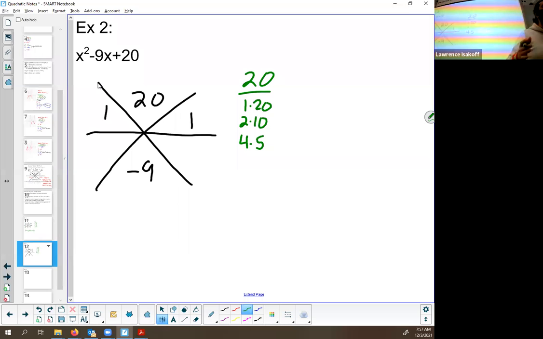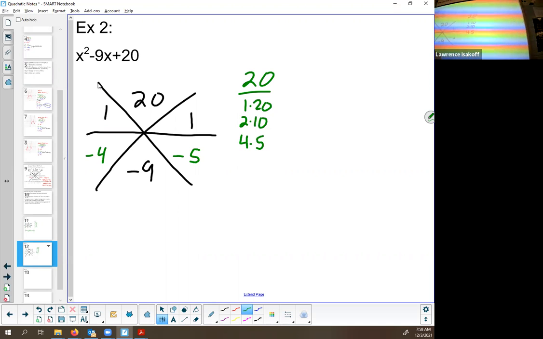So looking at these combos, does anybody see a way to make a 9? Don't worry about the sign right now. Just does anybody see a way to get to 9? 5 plus 4, yeah. Now, if I want it to be a -9, what should both of these be? Yeah. So it's going to be -4 and -5, because -4 times -5 gives me a +20, right? And -4 plus -5 gives me -9.